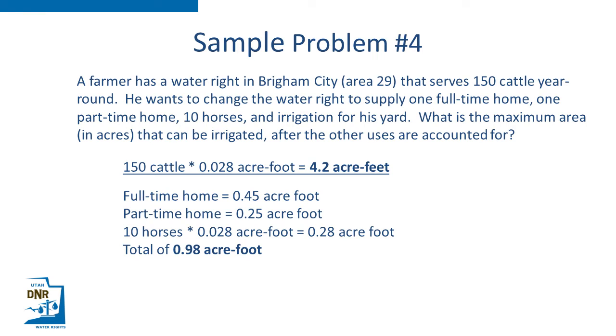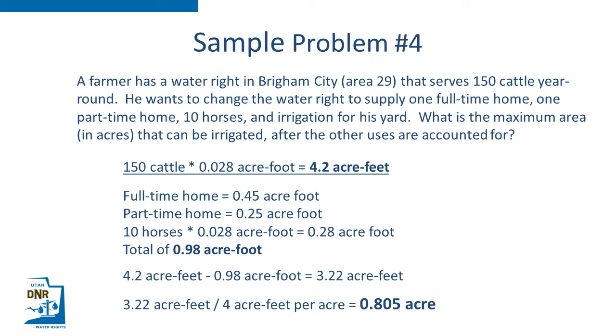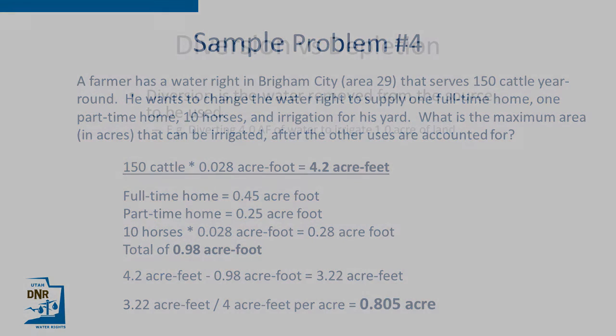You add these together for a total of 0.98 acre-foot, and then you subtract that 0.98 acre-foot from our beginning amount of 4.2 acre-feet, and the total remaining acre-feet is 3.22. So now we need to figure how much that 3.22 acre-feet will cover in irrigation. In this instance, we are going from acre-feet to land, and so we would divide by the irrigation duty of 4, and that gives us 0.805 acre that can be irrigated under this application.